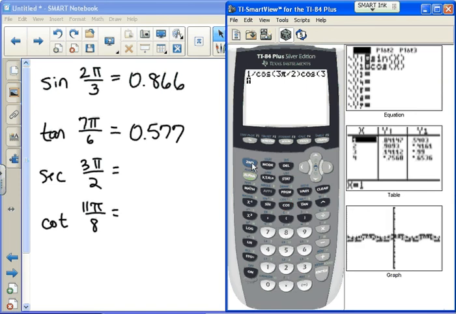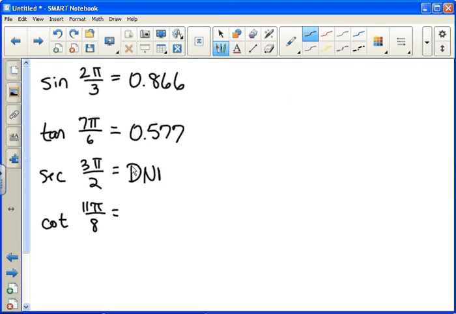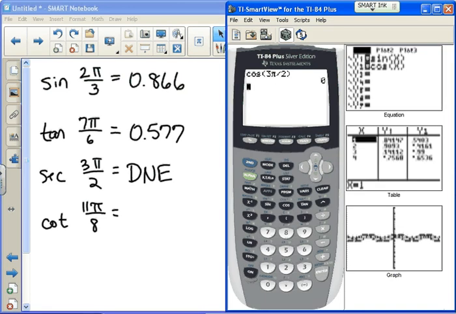Let me clear that and check cosine of 3 pi over 2. Okay, it is in fact 0, so 1 over that is not going to work, so this one does not exist, or undefined would be another way you could say it. DNE is just short for does not exist. So if you ever get an error that says divide by 0, it means it does not exist. Cosine of 3 pi over 2 is 0, but 1 over 0 is undefined, so we can't do the secant there. Alright, cotangent is, remember, 1 over tangent of 11 pi over 8. We get 0.414.